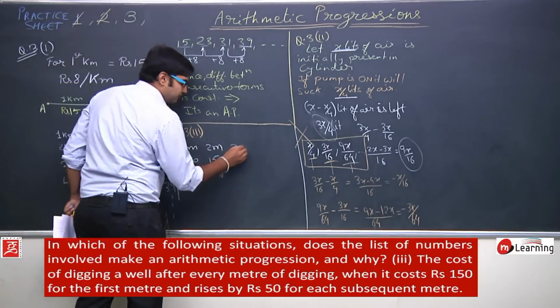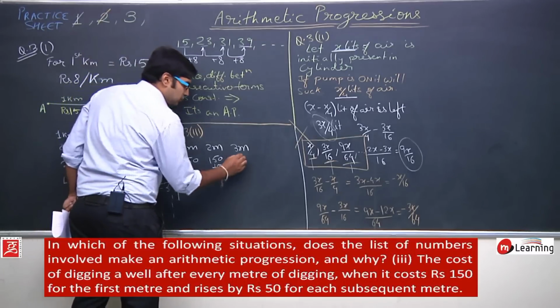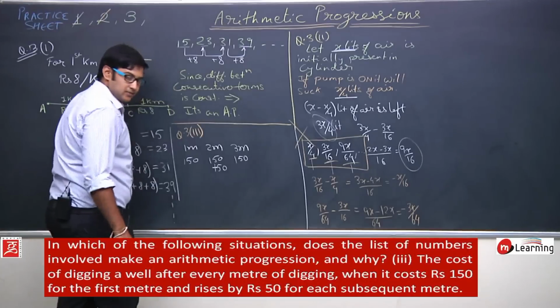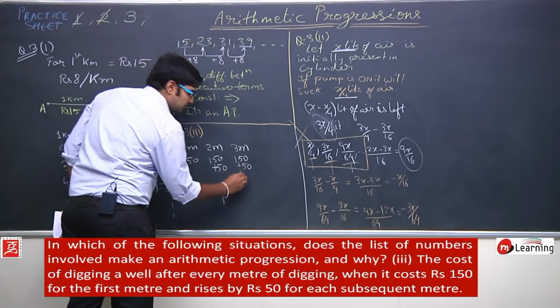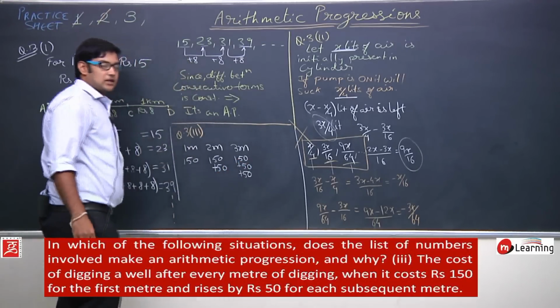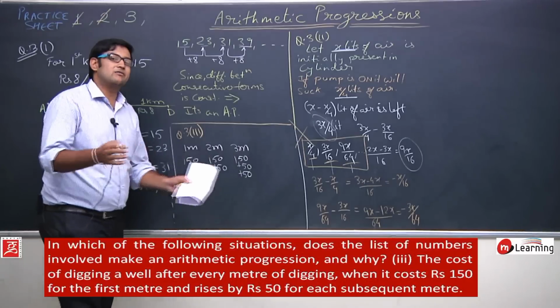Then if I want to have a well of 3 meters, how much do I need to pay? I need to pay rupees 150 for the first meter, then rupees 50 for the second meter, then rupees 50 for the third meter. So this will be the breakup of this 3 meter well.